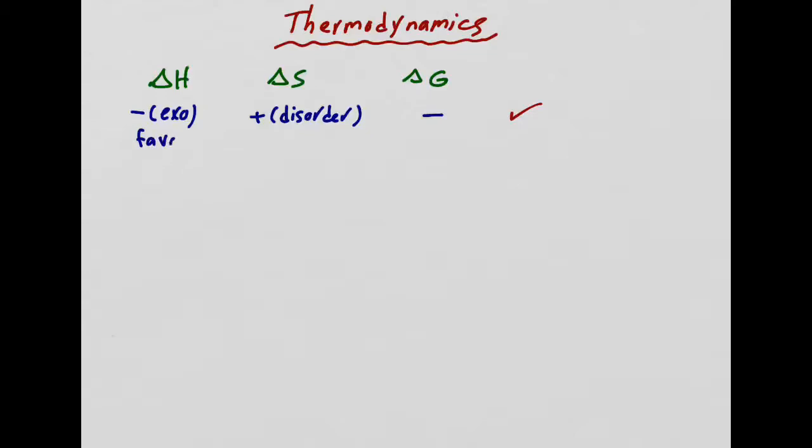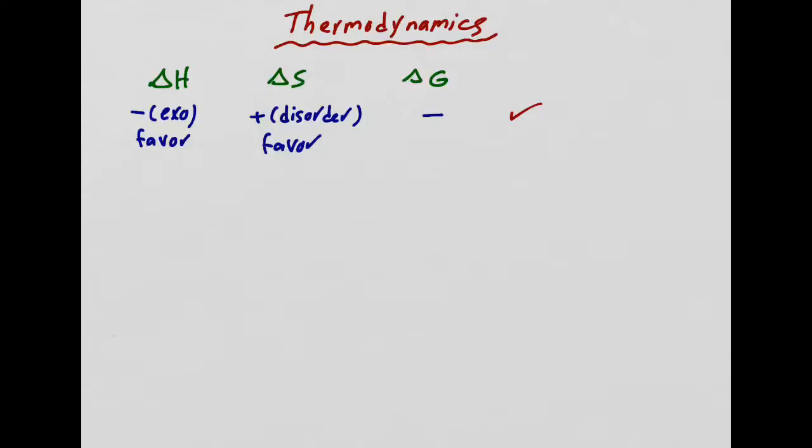Because delta H negative is favored. Delta S positive, if it is favored, is good if we release energy to the surroundings, and is good to be disordered. It's easier to be messy. So we have favored, and then the reaction will go.